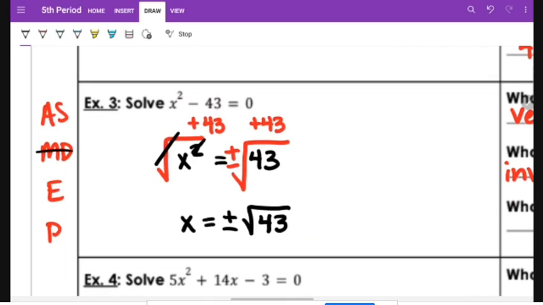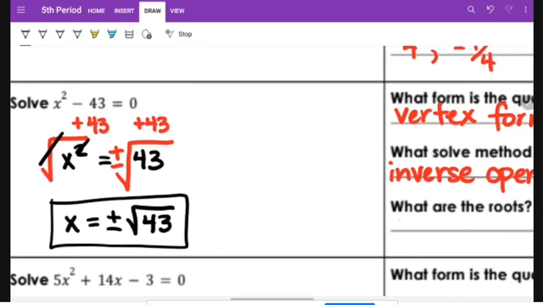Does this simplify? Does 43 have a square root? No, it would be some kind of weird decimal number. So we're going to leave it just like this. This is our answer. We can write it in this form, or we can rewrite it as positive square root of 43 and negative square root of 43. Those are our two answers, but you are allowed to leave them together, or you can split them apart. Totally up to you.